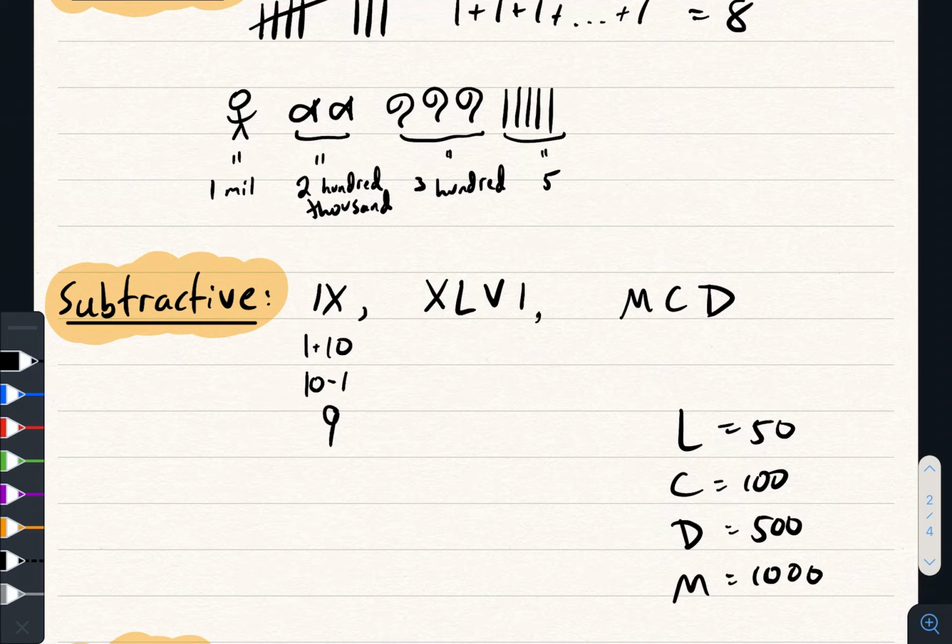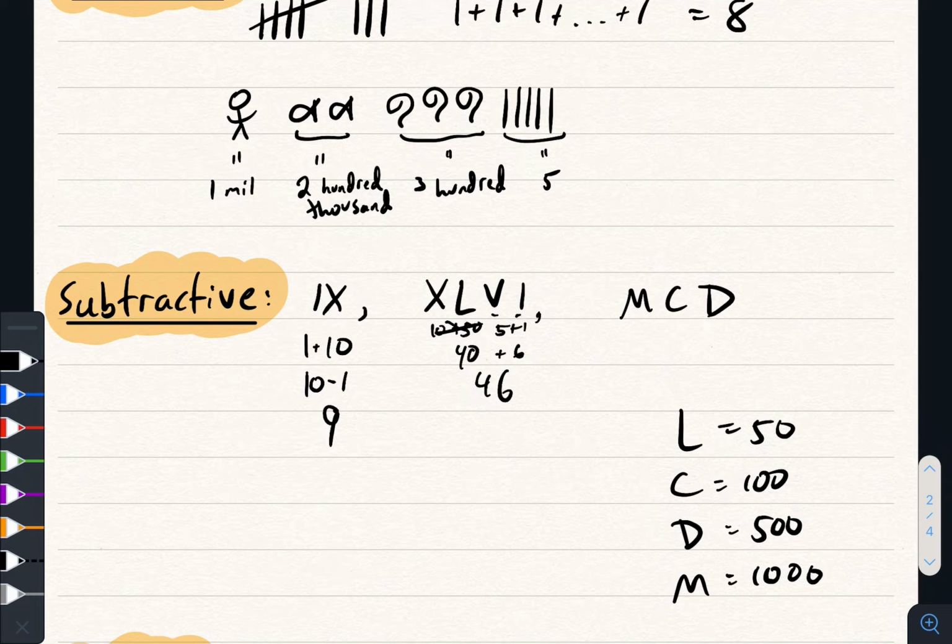This represents 9. If I did XLVI, the X is coming before the L, which means that instead of representing 10 plus 50, it's going to represent 50 minus 10. And then the V comes before the I, so these ones are going to be additive right here. So we are going to add 5 plus 1. So this number right here is 46.